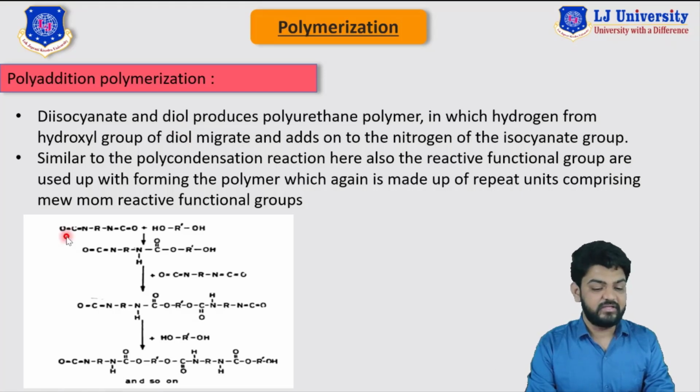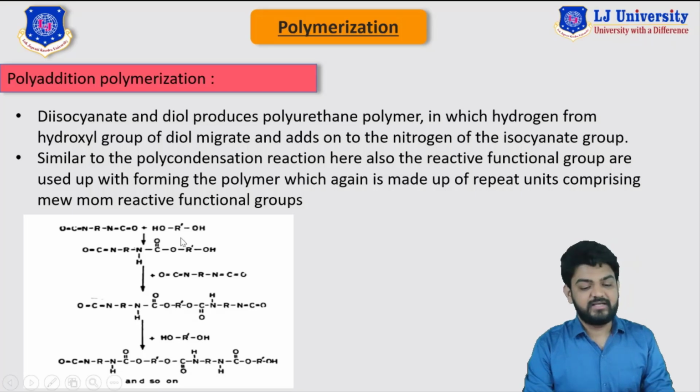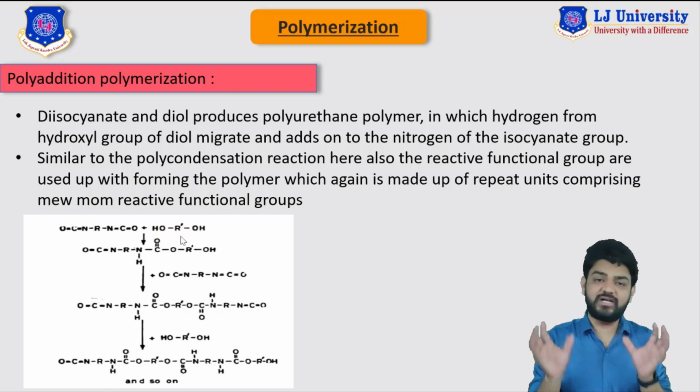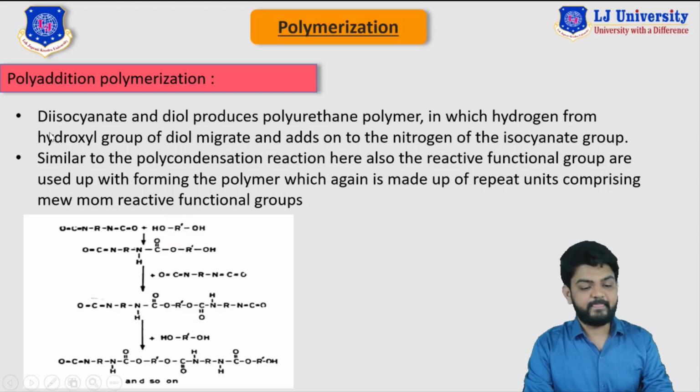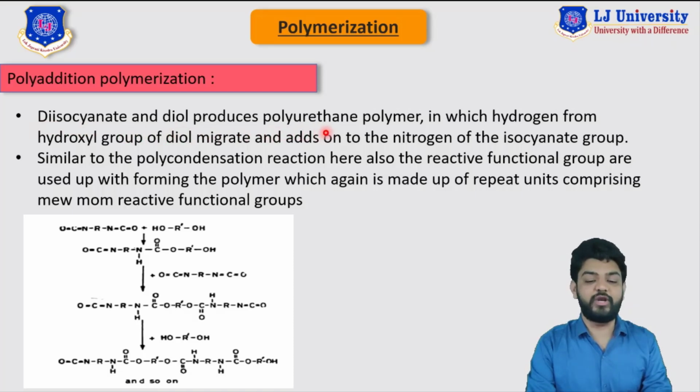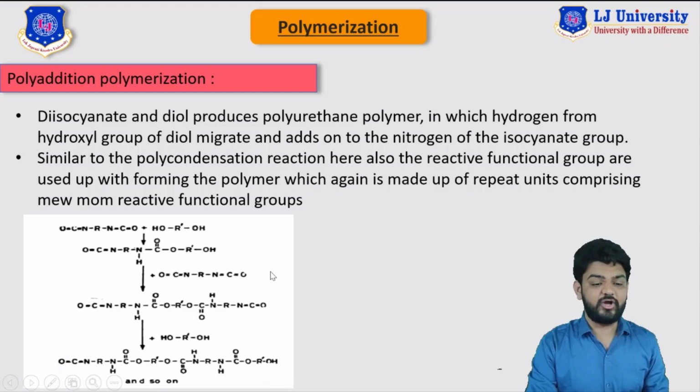You can see here, this is the diisocyanide. Here you can see that this is NC, that is a cyanide, and here we have also NC. And at the center we have one R, that is nothing but your carbon hydrogen chain. So NC and NC are at the ends, and in the center we have one carbon hydrogen chain. Similarly, we have diols, that is two hydroxyl groups on the ends and one carbon hydrogen chain at the center, right? So diisocyanide and diol produce the polyurethane polymer. So here you can see that ultimately we have produced this polymer called polyurethane by the technique of polyaddition, right?